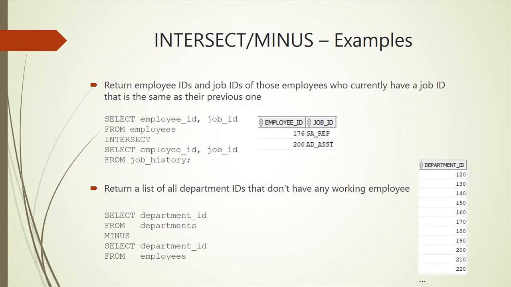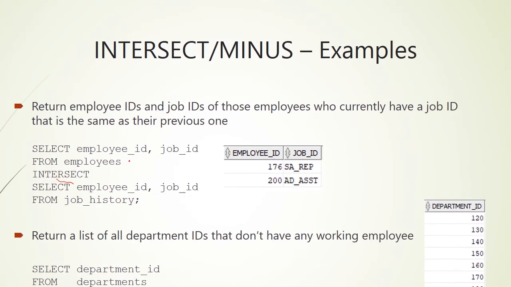This is an example of using intersect and minus operators. So in the first example: select employee ID, job ID from employees, intersect, select employee ID, job ID from job history. This example returns employee IDs and job IDs of those employees who currently have a job ID that is the same as their previous one. The job history table here is used to store historical jobs.